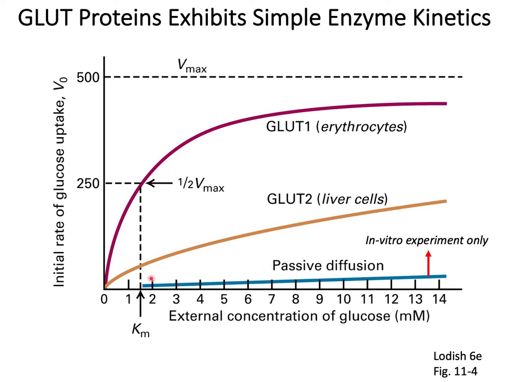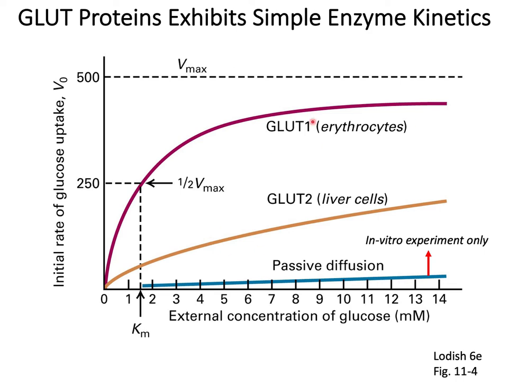But you can see that if GLUT1 or GLUT2 is incorporated, it increases the glucose transportation across the membrane many folds. And this is actually a very classic example to compare passive diffusion with the facilitated rate of diffusion.